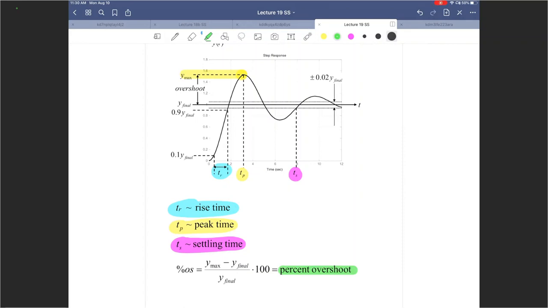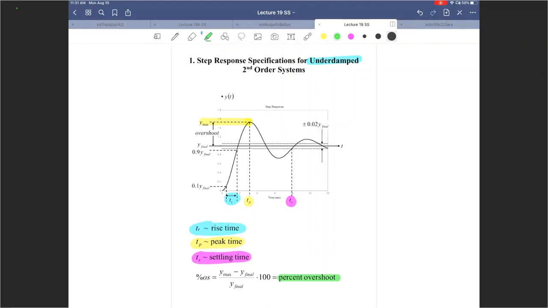So for a desired response, you might have to adjust zeta and omega n, and how rise time, peak time, settling time and percentage overshoot correspond to those zetas and omega n's.